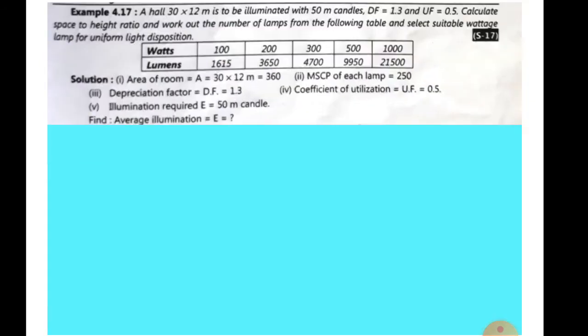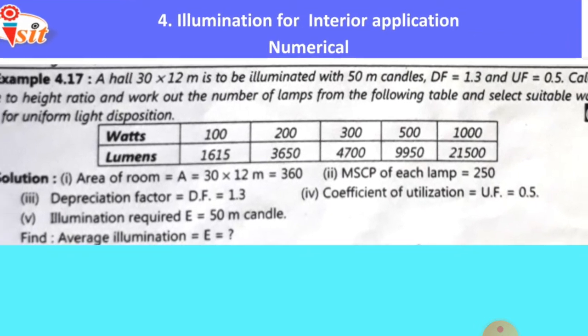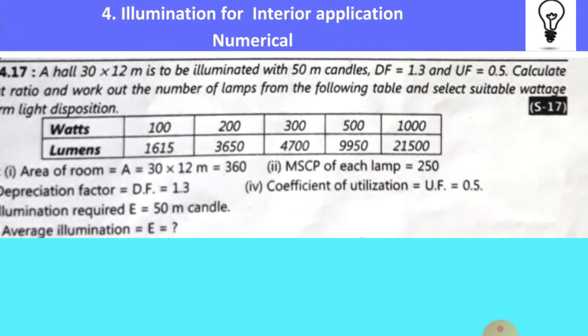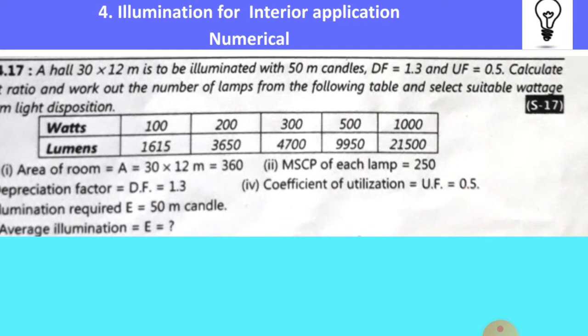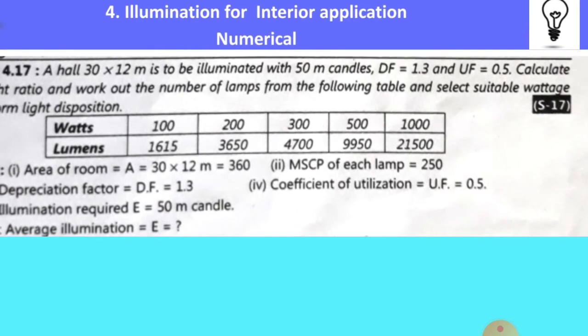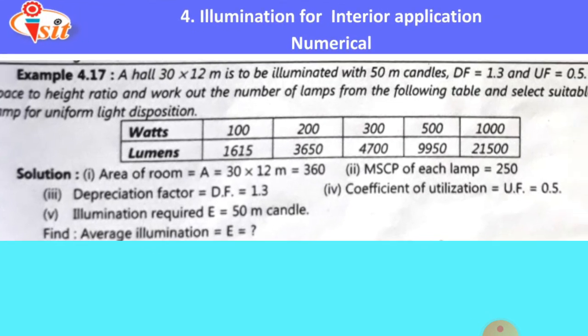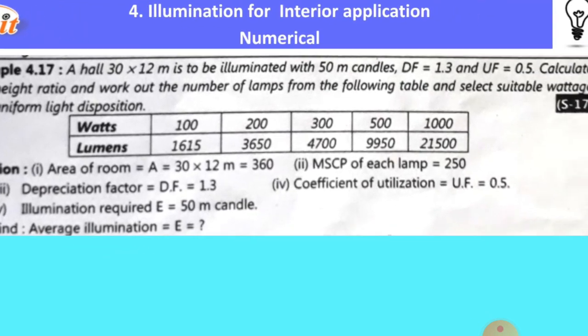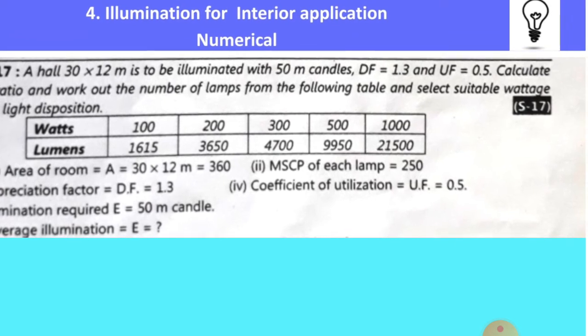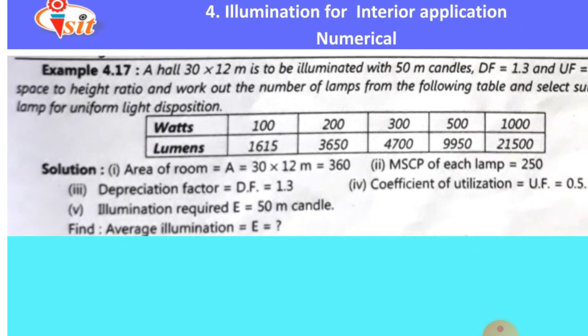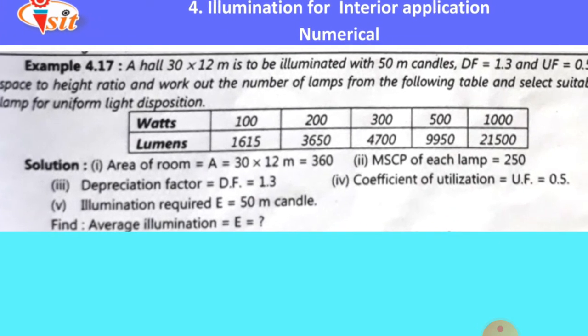Next numerical: a hall having 30 meter by 12 meter is to be illuminated with 50 meter candle. Depreciation factor is 1.3, utilization factor is 0.5. Calculate the space to height ratio and work out the number of lamps from the following table, and select a suitable wattage lamp for uniform light distribution.